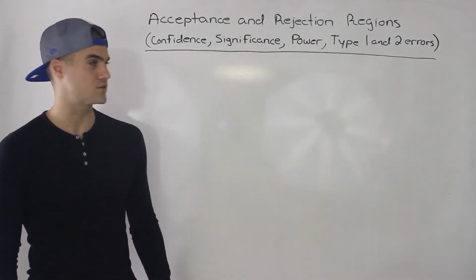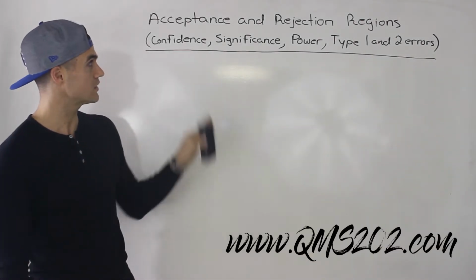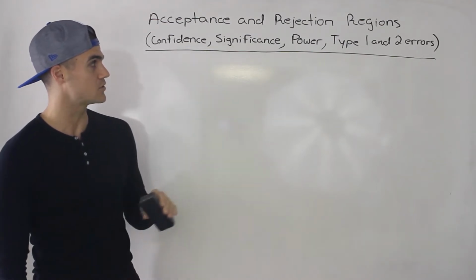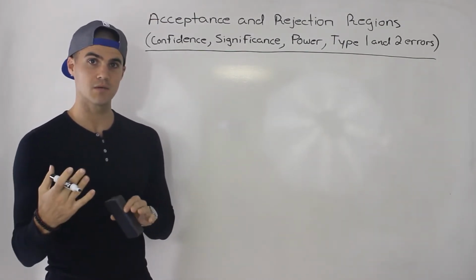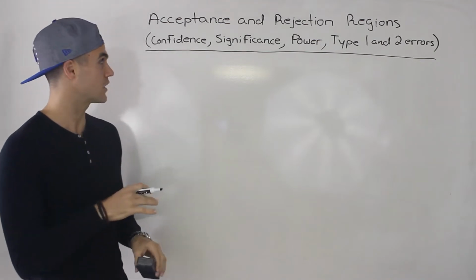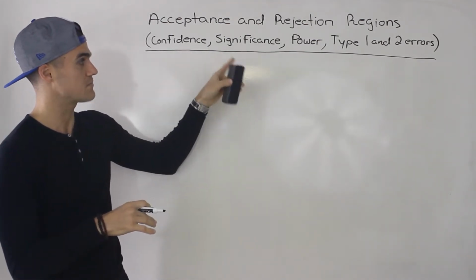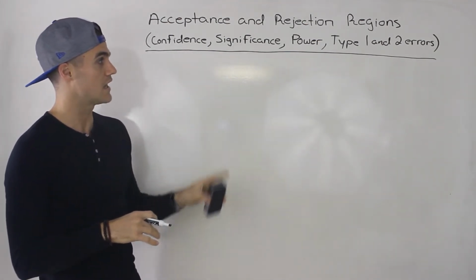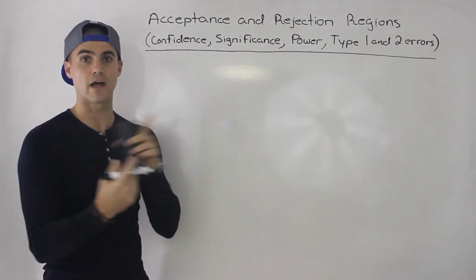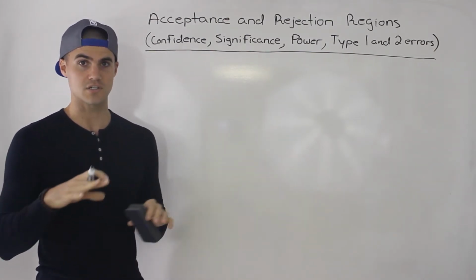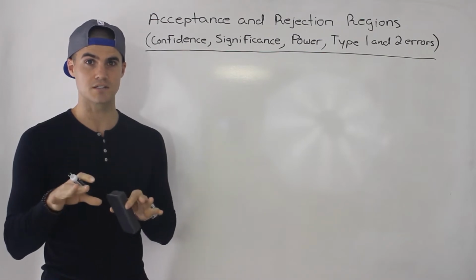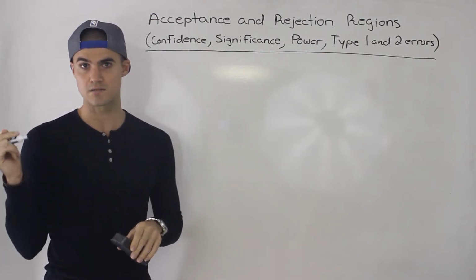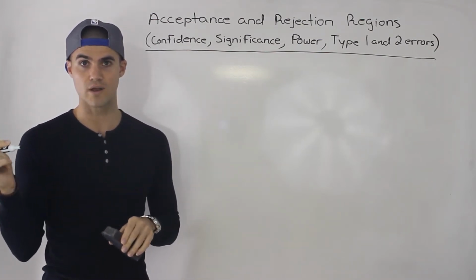Patrick here. Moving on to the next video, we're still going to be talking about acceptance and rejection regions, but we're now going to be relating it to a bunch of concepts. So confidence, significance, power, type 1 and type 2 errors, and all of these concepts are actually interrelated. So there's going to be a bunch of new topics and new concepts covered in this video, plus previous concepts that we've covered already.